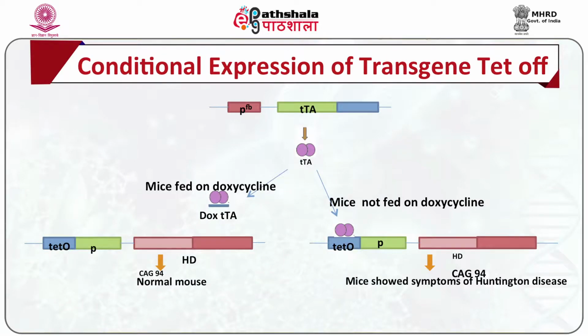A mouse model for Huntington disease was created using the Tet conditional regulation system. The HD gene that contains exon 1 with 94 CAG repeats was used as the transgene. The tTA gene was placed under the control of a promoter that is active in the cells of the forebrain. Expression of the HD transgene was switched off in the embryo during pregnancy by adding doxycycline to the drinking water.